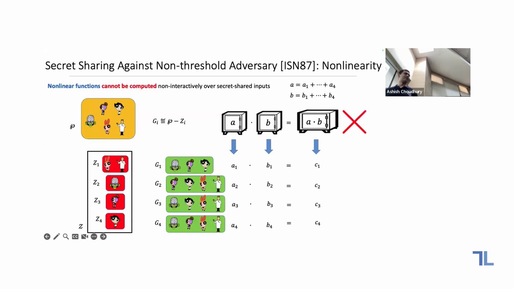And the interns, figure out what's the problem here. Why is C1 plus C2 plus C3 plus C4 not A times B? Because you have the cross terms here. A times B also has A1 times B2, A2 times B1, and so on. And the share A1 is with one group, the share B2 is with another group, and so on. That's why you cannot compute the product of shared values by just multiplying the shares of the individuals. Okay, that makes life challenging.